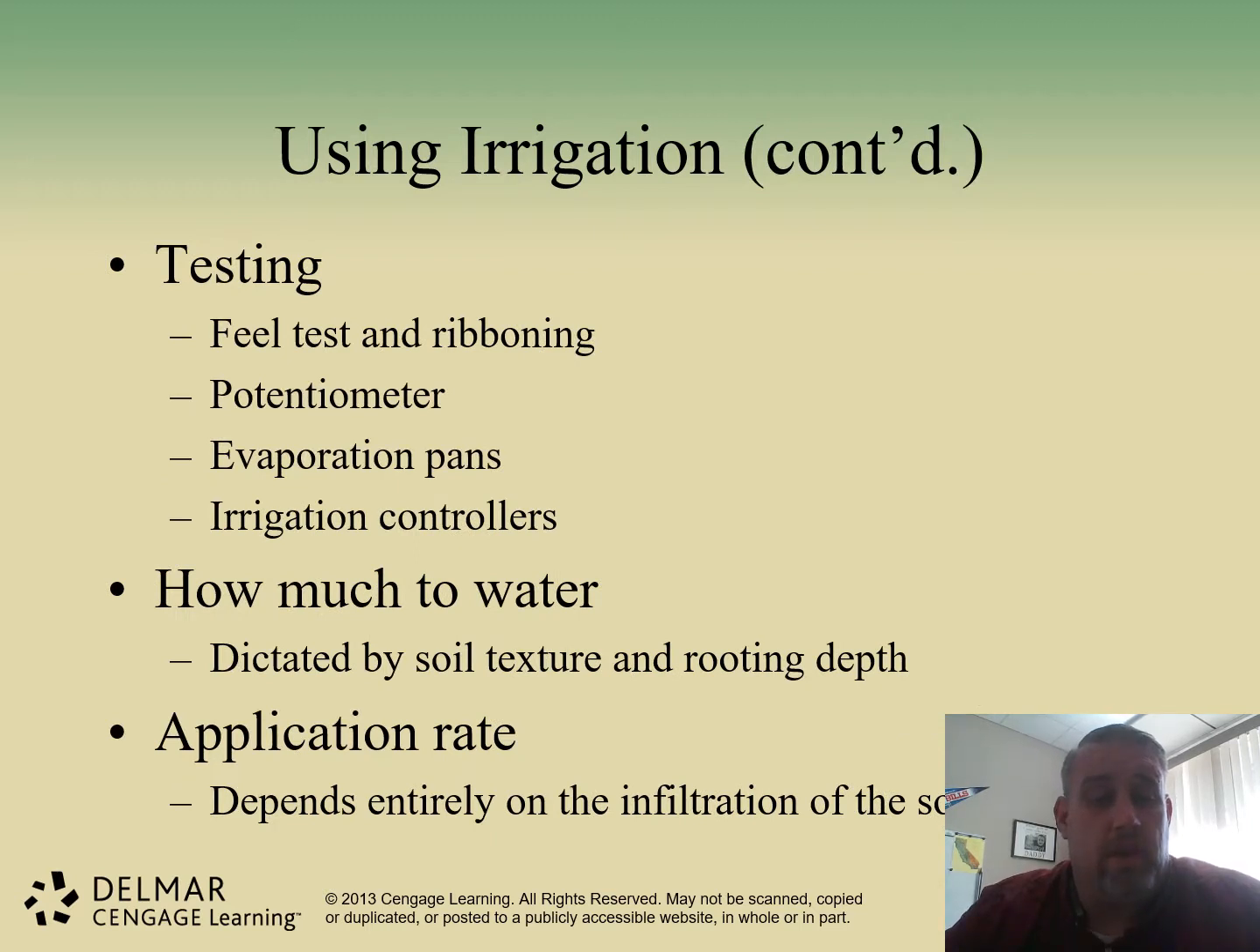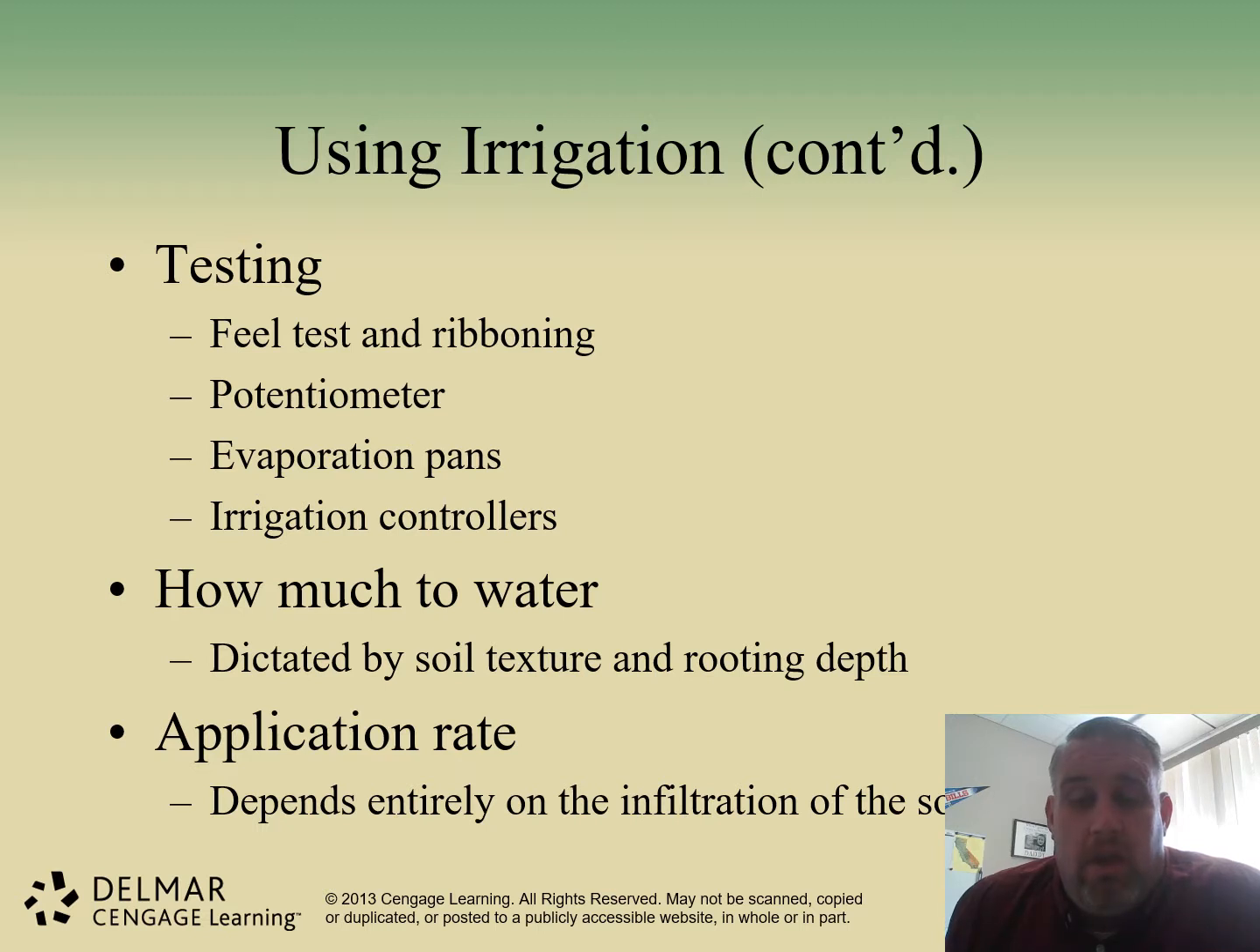So there are several ways to know how much irrigation to use. You can touch the soil, feel it. You're going to know how moist it is by touching it. You can use potentiometers. You can use evaporation pans. Probably the most common thing that we do nowadays is utilize irrigation controllers to time these various applications, and smart controllers are now something that can be utilized to determine how much water to be applied.